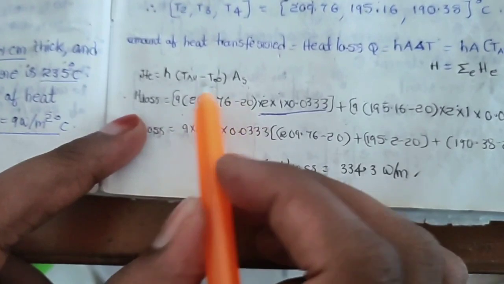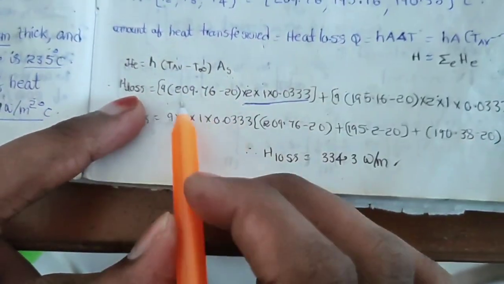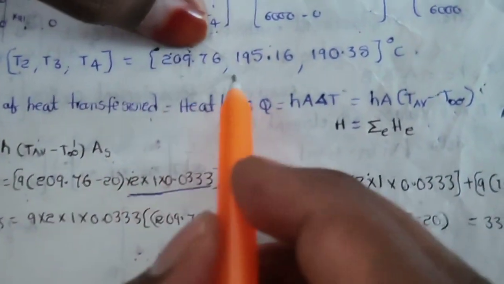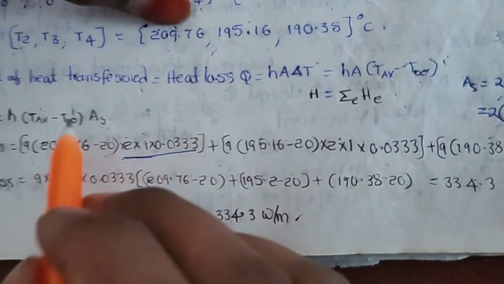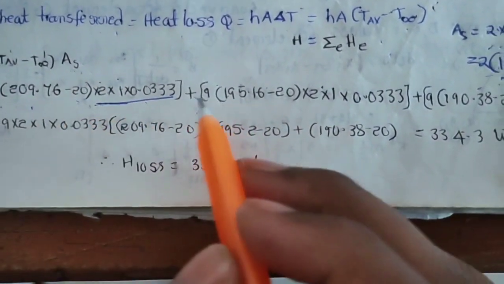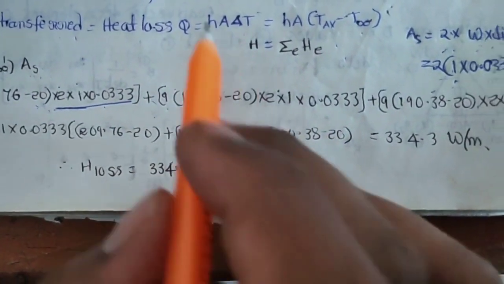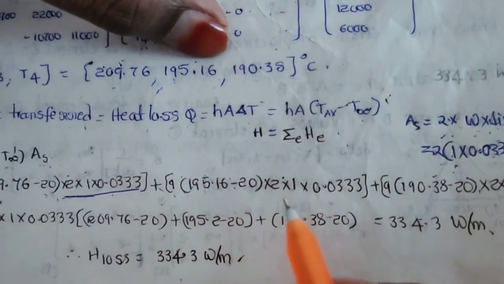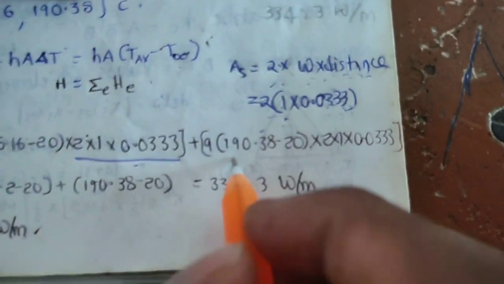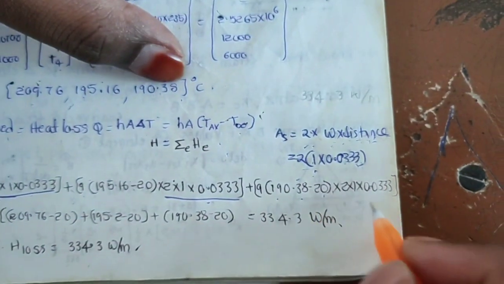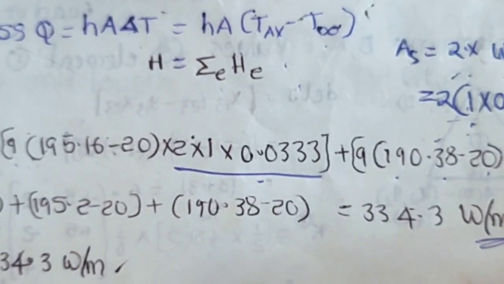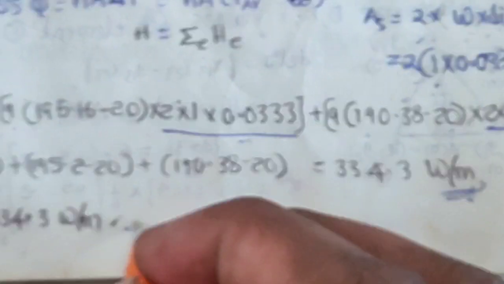But here T minus T infinity is different for the various elements. Like that. This is the first case, 209 minus 20, initial, and AS. Similarly for the second case, this is 195 minus 20. And similarly, this is similar to the same. Similarly, the third one, 190 minus 20. This is the same. Like that, you have to add all this, you get this value. This is the final value. Okay, this is the final heat loss. Thank you.